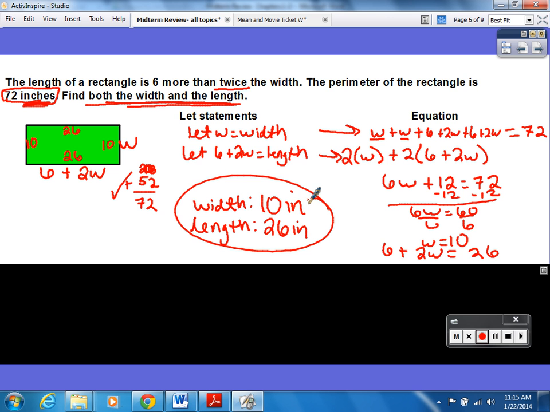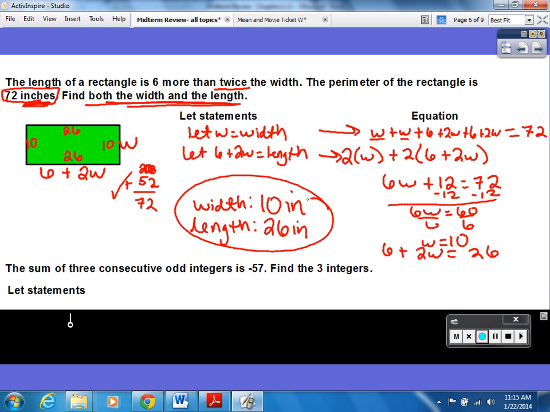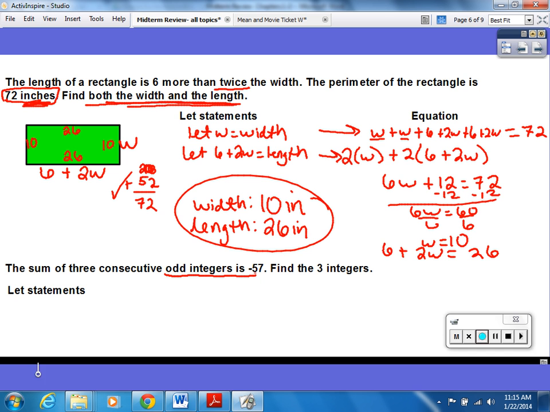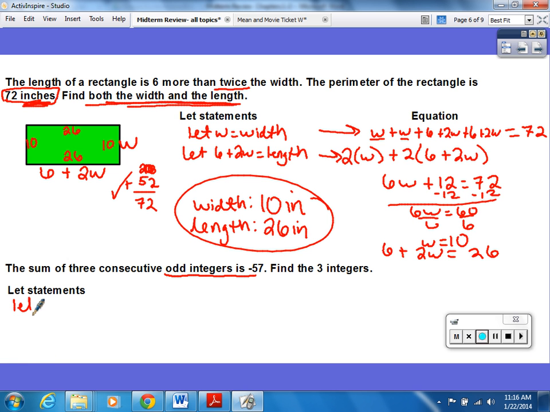All right. Let's try a consecutive integer problem, and then we'll do a mean problem. And that will be all for tonight. The sum of 3 consecutive odd integers is negative 57. Find the 3 integers. We always start with a let statement. And so we are going to let x equal the first integer. We're going to let x plus 2 equal the second integer. And we're going to let x plus 4 equal the third integer.